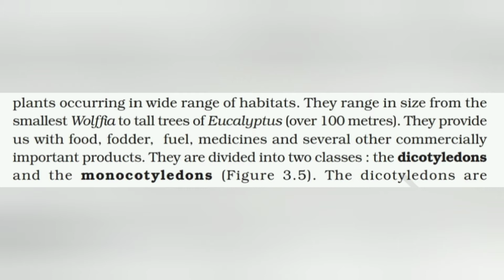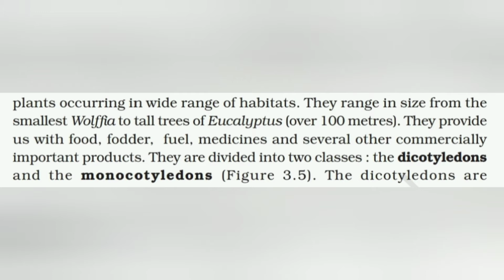They provide us with food, fodder. Fodder is animal food, fuel, medicines and several other commercially important products like paper, gum, rubber, resins, sandalwood, etc.